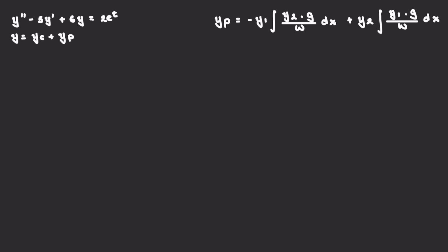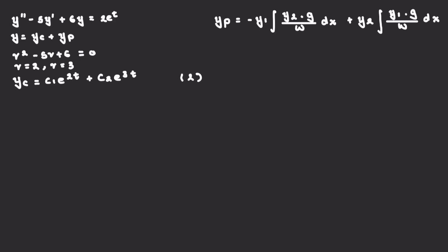And so we would like to solve for our homogeneous part, which is r squared minus 5r plus 6 equals 0. If we factor this out, we get r equals 2 and r equals 3, because it's (r minus 3) multiplied by (r minus 2). And so for our homogeneous part, we get c1 e to the 2t, because our independent variable is t here, plus c2 e to the 3t. Let's mark this as our second equation, and this will be our first equation for today.